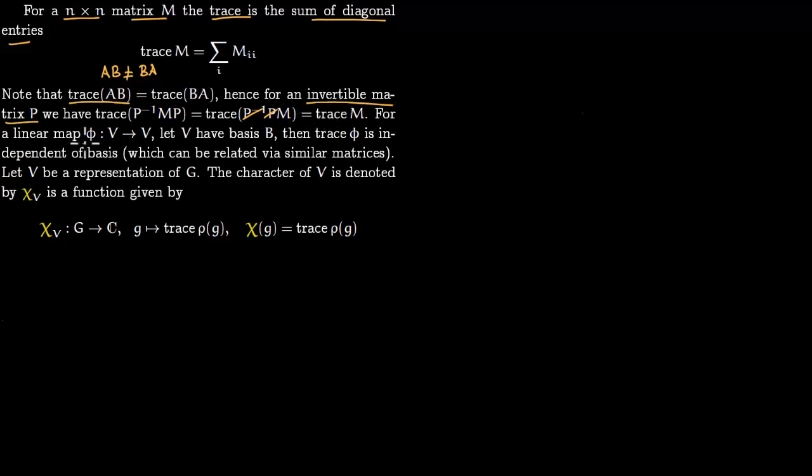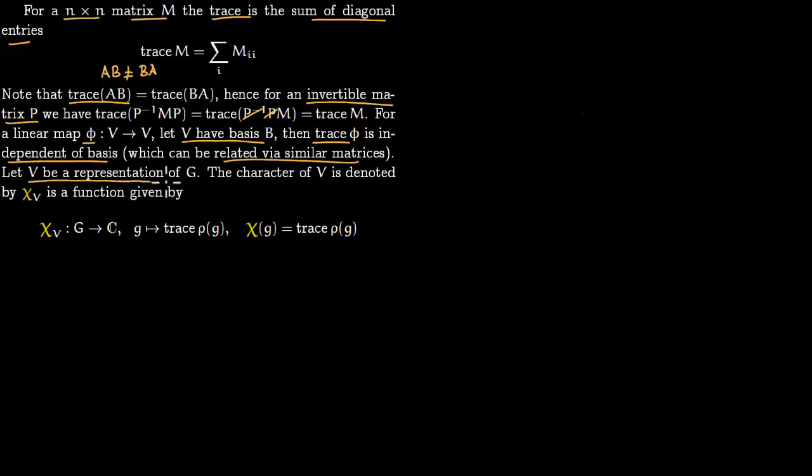In case you have a linear map phi going from V to V, and say V has basis B, then the trace of phi is independent of basis, because you can relate two bases via some similar matrices, and then you apply the same procedure for two different bases. So now let us come to the definition of a representation of G and the associated character.